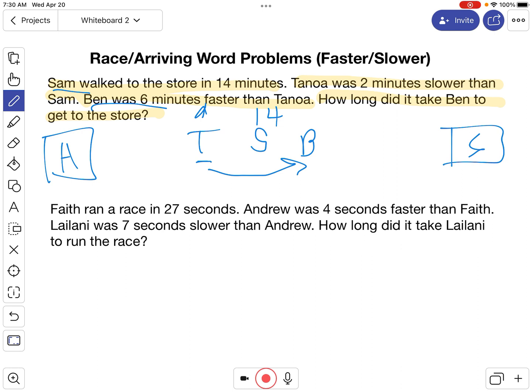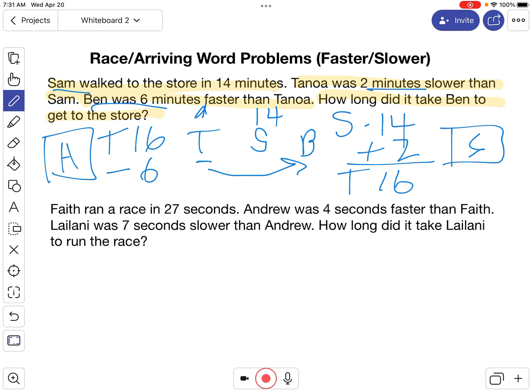So if Sam took 14 minutes and Tanoa was 2 minutes slower, if he did worse, then his time is higher. So we need to add 2 minutes to get 16 for Tanoa. Now, how are we going to find Ben's? Ben was 6 minutes faster than Tanoa, which means he did it better than Tanoa, which means his time is lower. So I'm going to take Tanoa's time of 16, and I'm going to subtract 6 to get 10. And so the answer is 10 minutes for Ben.